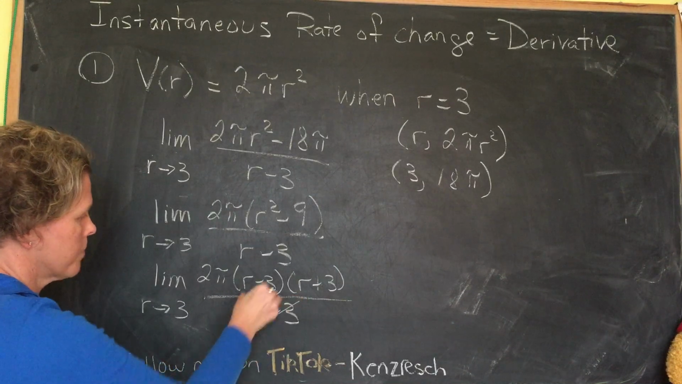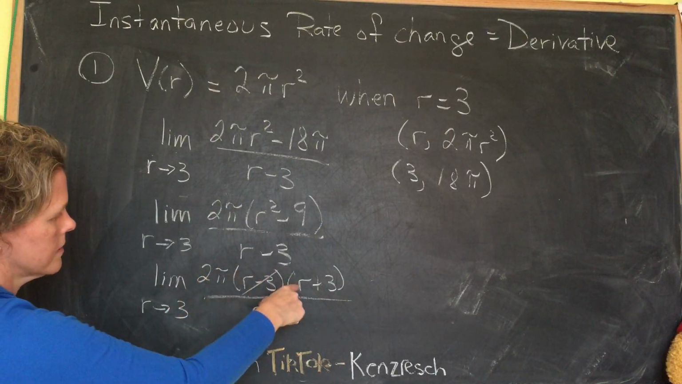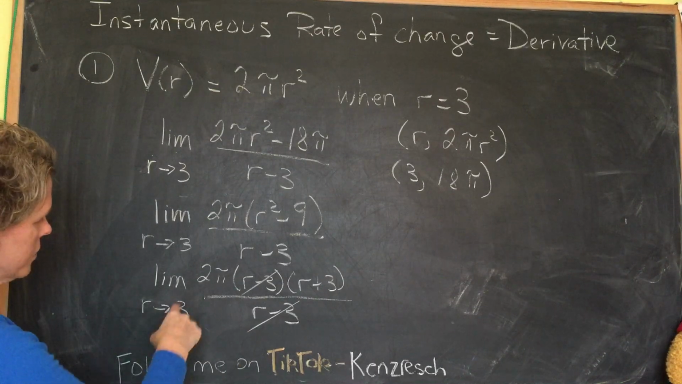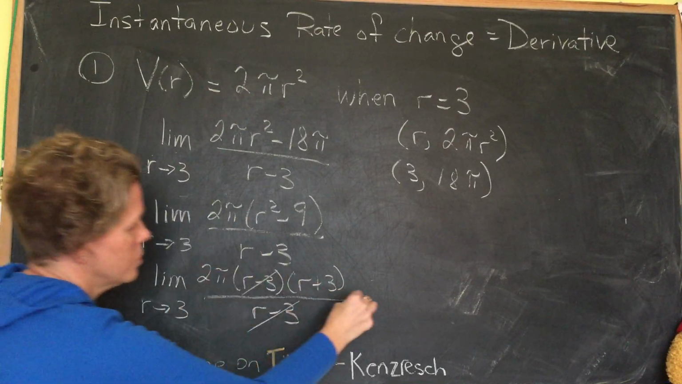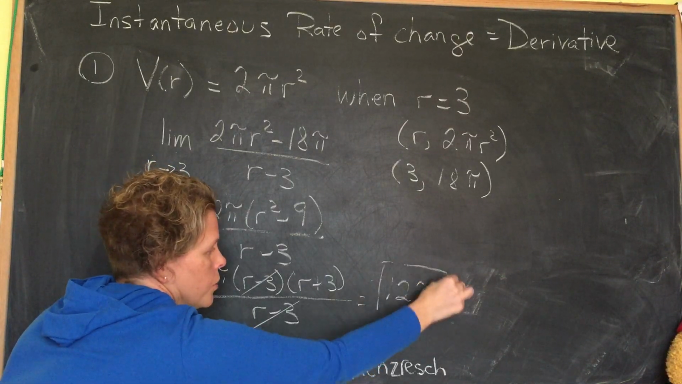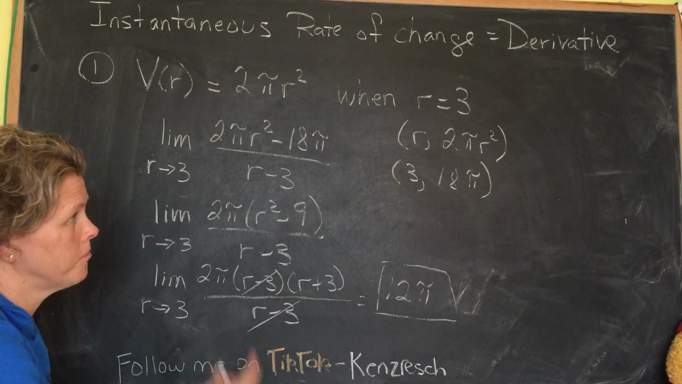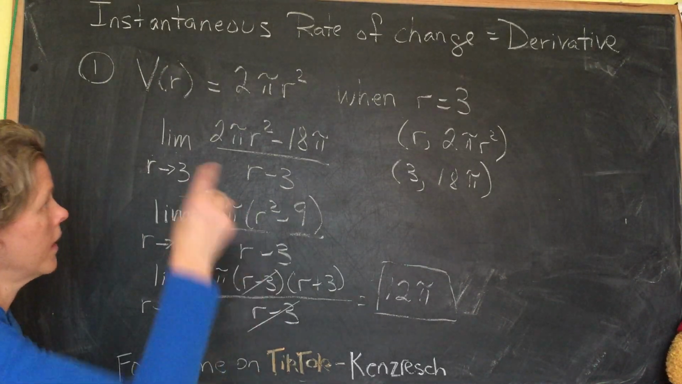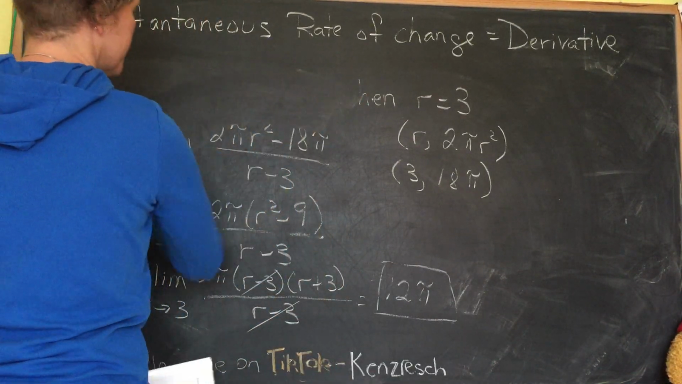All right, so back here, that cancels, leaving just 2 pi times r plus 3. If I plug 3 in here, I get 6. 6 times 2, our derivative is 12 pi. You can just leave it with that, or you can change it to an equivalent decimal, but 12 pi is just fine with us. All right, there's number 1. Let's take a look at number 2, and then that's it for the notes for today.